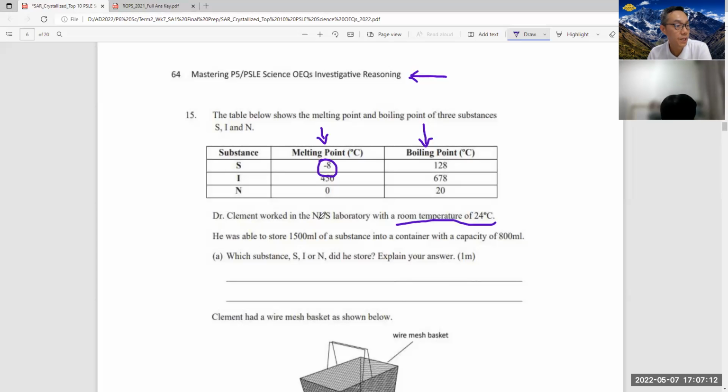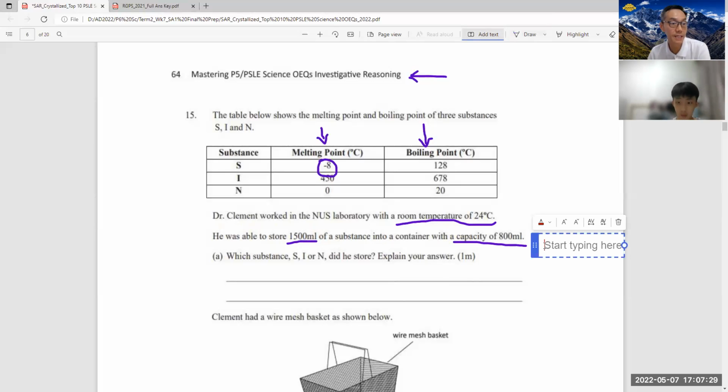Dr. Clement worked in the NUS laboratory with a temperature of 24 degrees Celsius. He was able to store 1,500 ml of a substance in a container with a capacity of 800 ml. So when you read this, immediately it must come to your mind that this must be a gas, because only gas can be compressed. So he can store 1,500 into an 800 ml container. Which substance did he store? And you have to explain your answer.